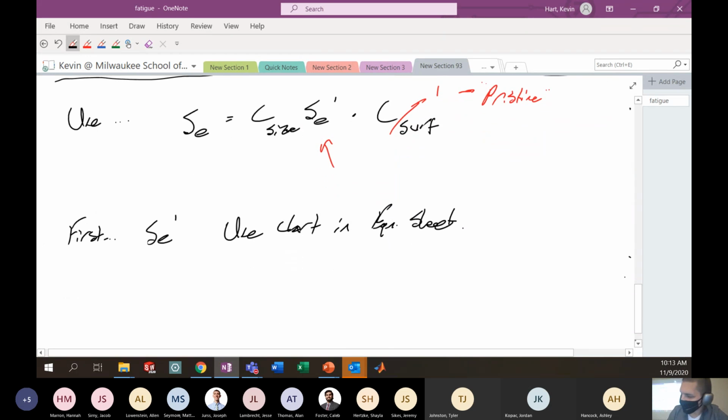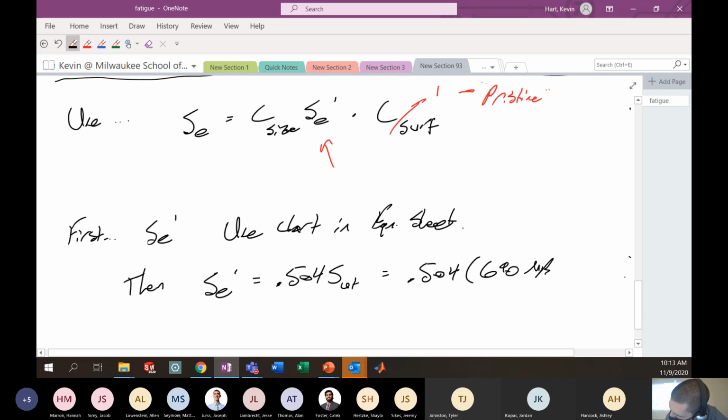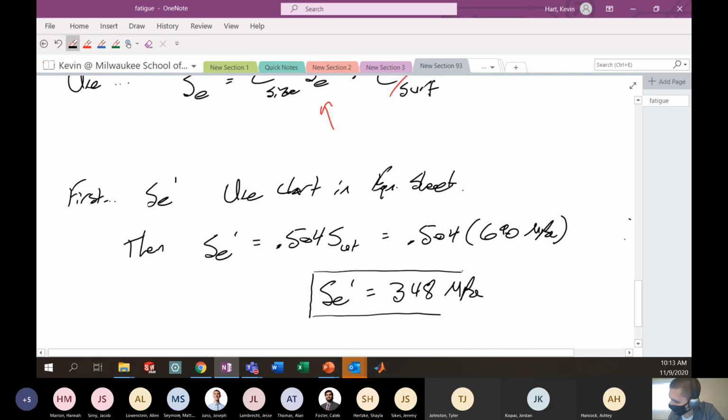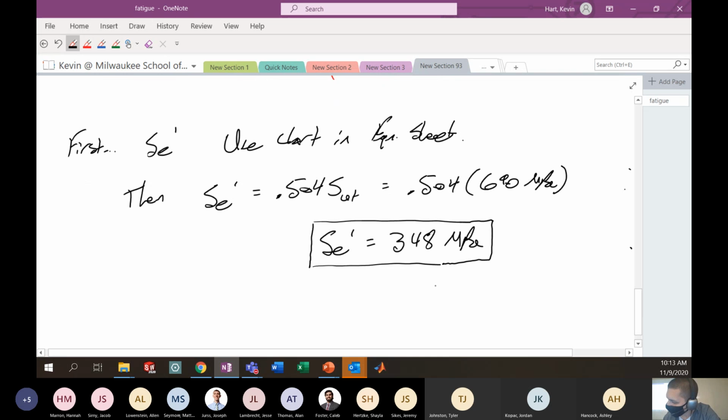All right. So here, told it's 690 MPa. And so my pristine endurance limit for this particular problem is 348 MPa. Okay, this is my pristine endurance limit. I haven't modified for size in any way yet.